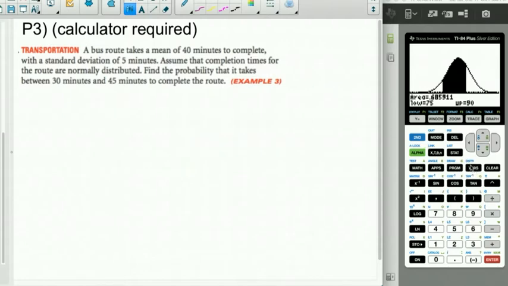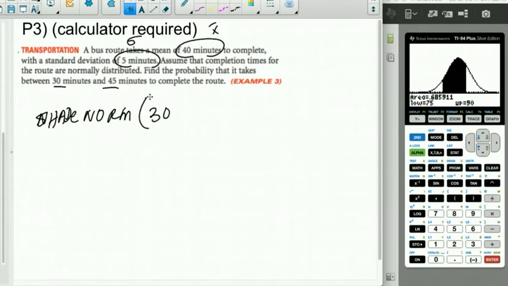Let's go ahead and try this. A bus route takes a mean of 40 minutes, right? So that's our mean. To complete with a standard deviation of 5 minutes, that's your standard deviation. Assume that completion times in the route are normally distributed. Find the probability it takes 30 to 45 minutes. So again, you're going to go to shade normal, and you're going to put in the minimum, which is 30, the maximum, which is 45, the mean, which is 40, and the standard deviation, which was 5.